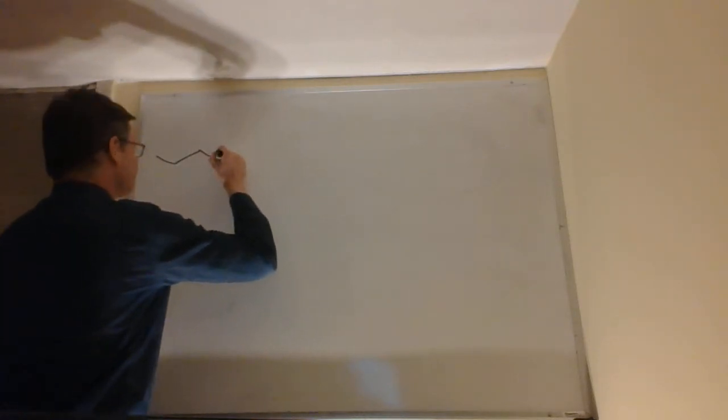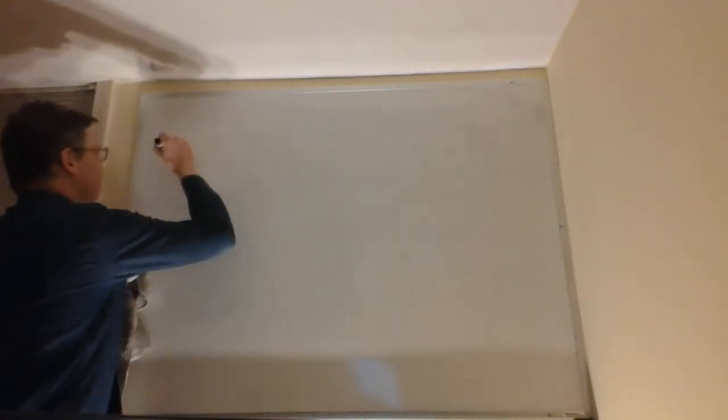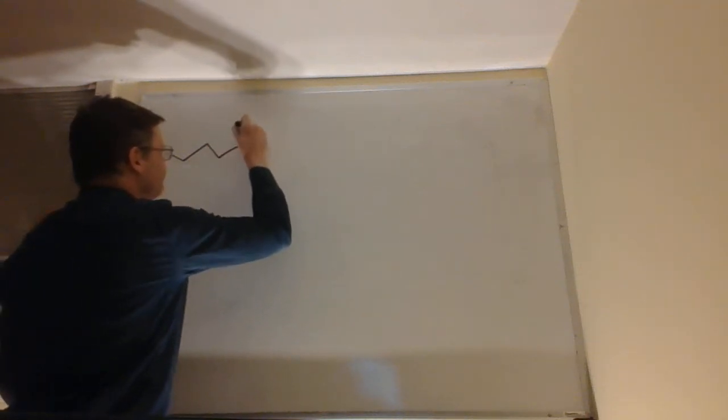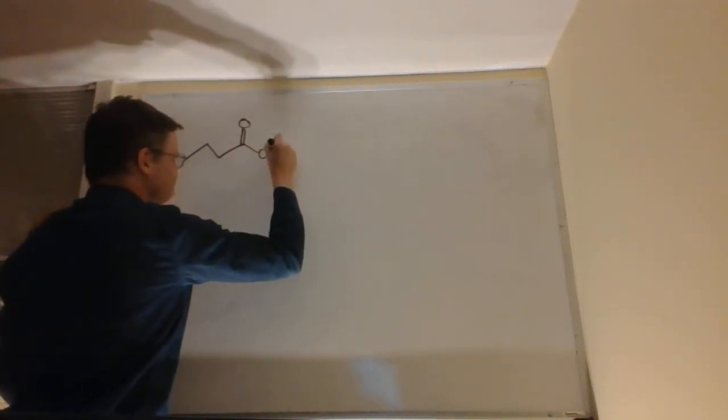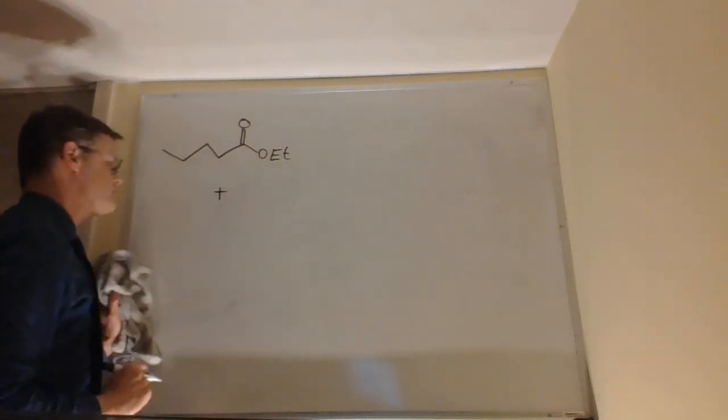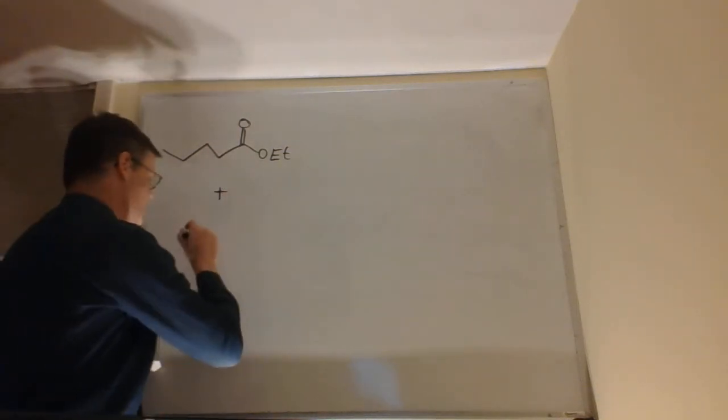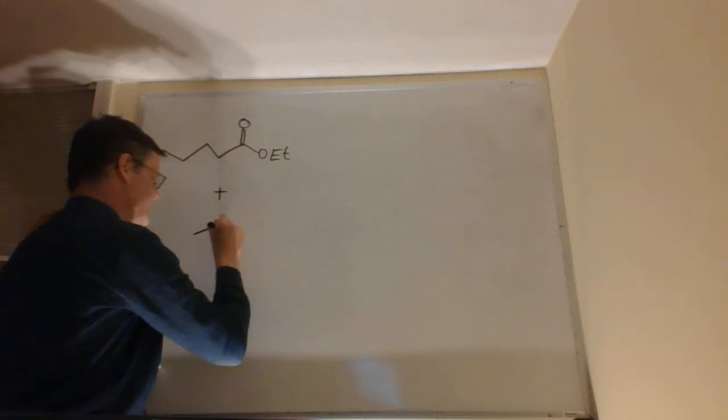So let's do a Claisen reaction. Okay, so this is an ester. This ester has an alpha hydrogen. So if I want to do a cross Claisen, I better choose an ester to go along with it that does not have an alpha hydrogen.